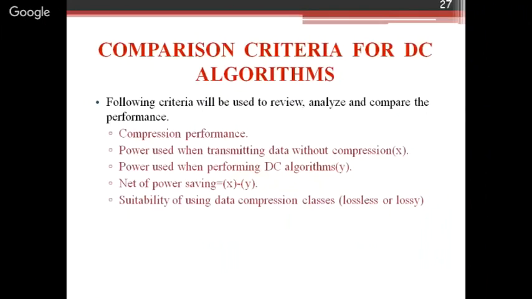Okay, what are the basic comparison criteria for data compression algorithms? They can be analyzed and compared on these criteria. First is the compression performance, how your compression technique is performing. Second, the power used when transmitting data without compression. Let's say it is X. You are sending your data without compression. How much power do they drain from the sensor node when you are not compressing the data? It is represented by X.